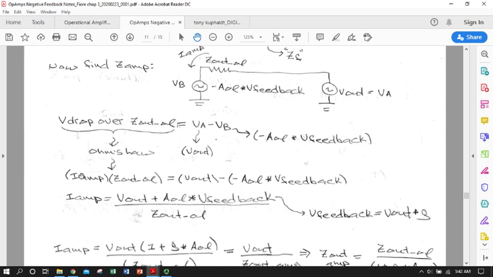So we're going to write all that out. So now we have an expression for the current flowing through the amplifier, or flowing in, the portion of the test signal current, times Z out open loop, which is intrinsic to the amplifier. This is something you can get off a spec sheet, equals the output voltage, which is our test signal voltage in this case, minus VB here, which is negative A open loop times V feedback.